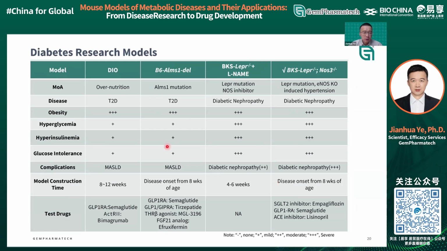And for type 2 diabetes, we also have the DIO mice, which is a model of overnutrition. And we also have the AMS1 knockout mouse model. Especially today, I will talk about the db/db plus NOD3 knockout mouse model, which is a very good model for diabetic nephropathy study. This model combines the leptin mutation with the INNAS knockout.